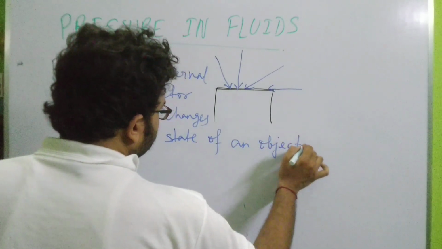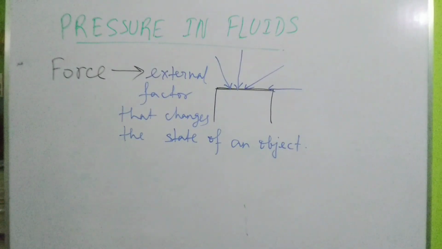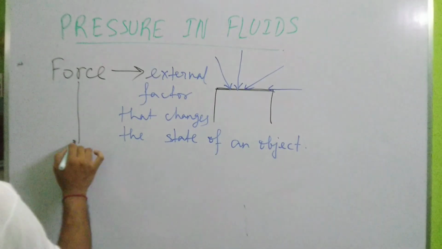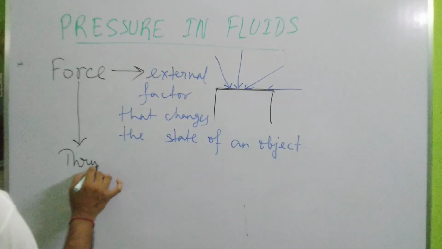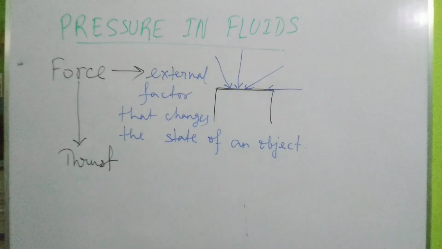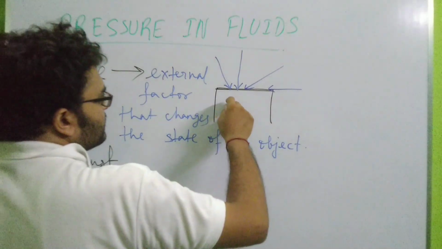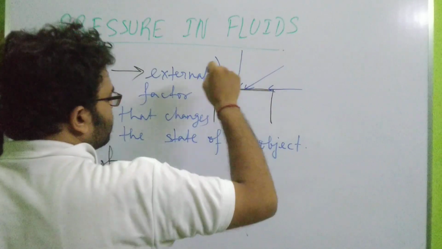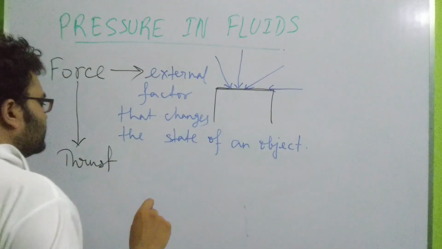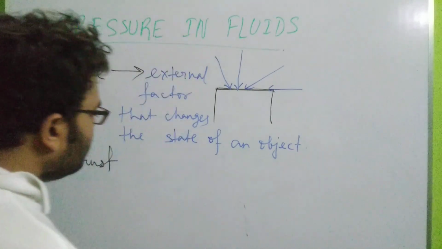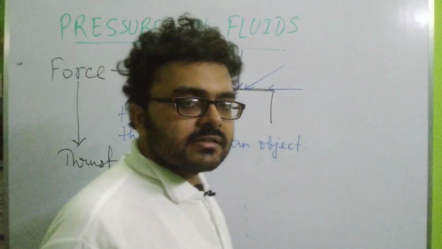Now when you are talking of thrust, basically what is thrust? Thrust is basically a special case of force. That is why we are denoting it by an arrow. Thrust is actually a special case of force. Now what is thrust? Among these various forces that you have applied on the surface of the object, the force that you have applied perpendicularly at an angle of 90 degrees with the surface is basically regarded as thrust.